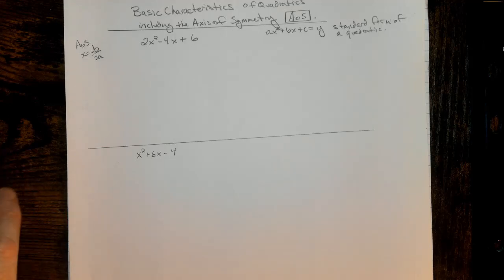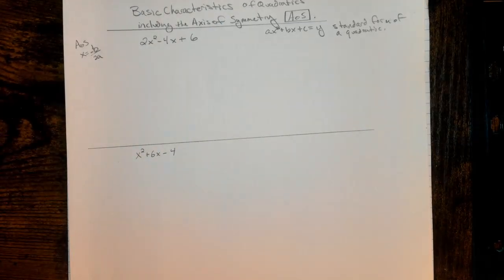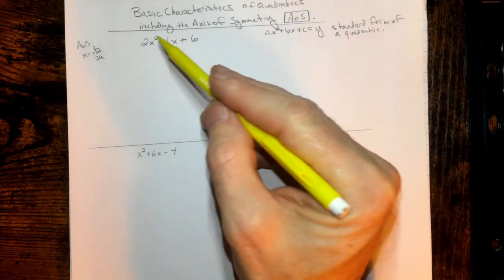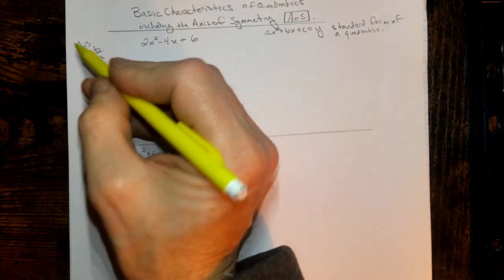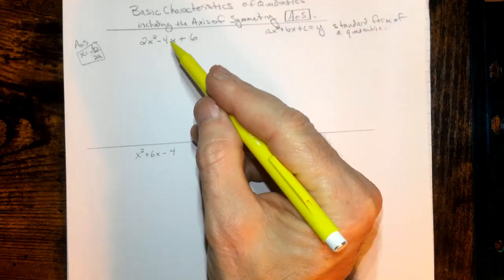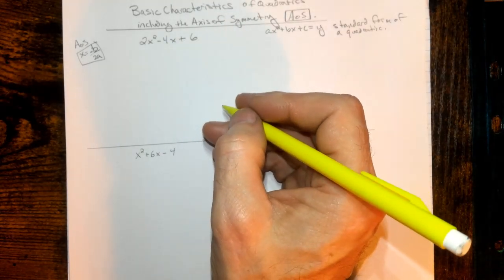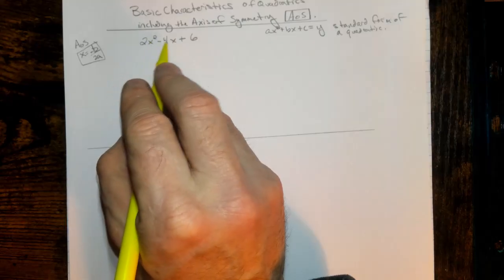Okay, so let's see if we can figure out some basic characteristics of a quadratic, including the axis of symmetry. So we're going to go through this, and then we'll figure out a bunch of the characteristics once we look at it, and the important characteristics that you should really be thinking about. So I have the equation 2x squared minus 4x plus 6.